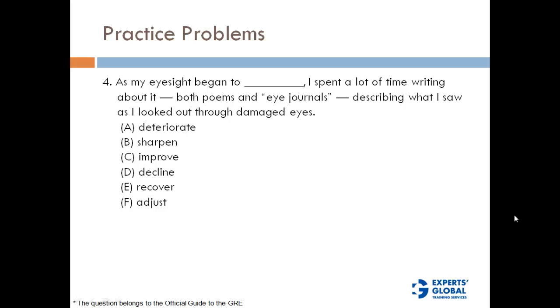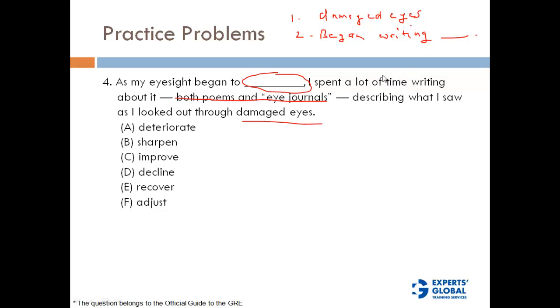What are the ideas here? As my eyesight began to dash, I spent a lot of time writing about it. This is extraneous, we don't need this. So: as my eyesight began to dash, I spent a lot of time writing about it, describing what I saw as I looked through damaged eyes. So basically the first idea is that this person has damaged eyes, and the second idea is that he began writing to describe his experiences.